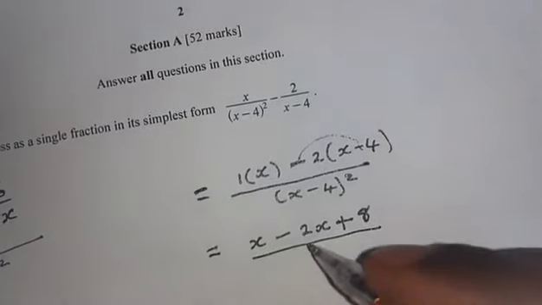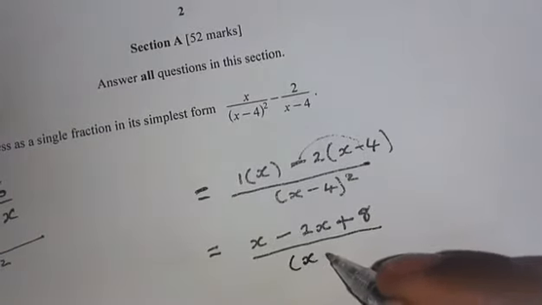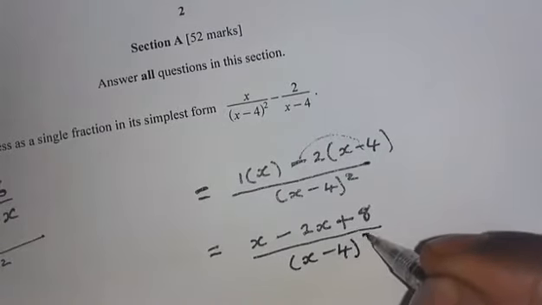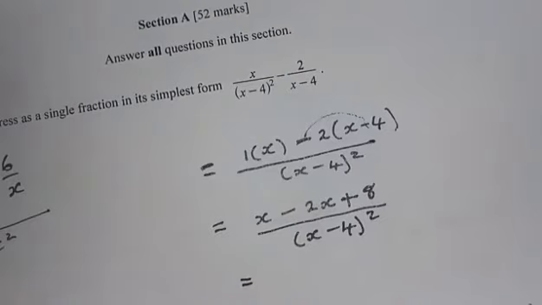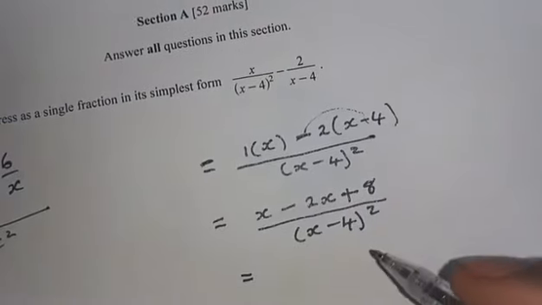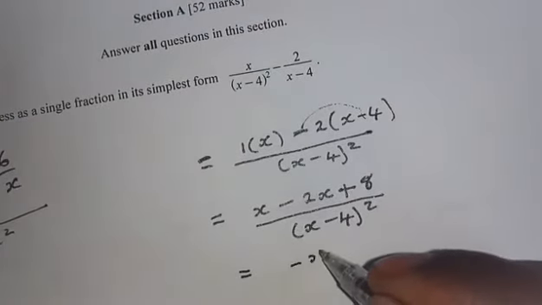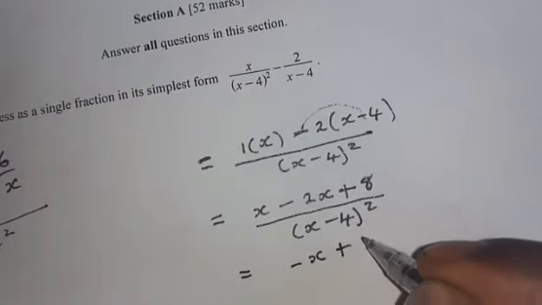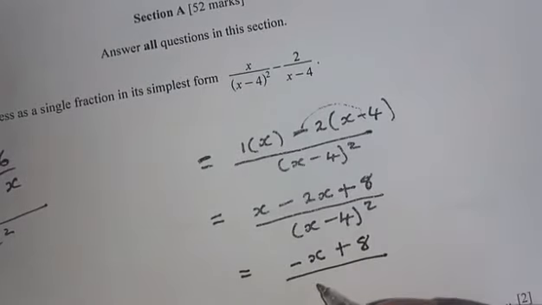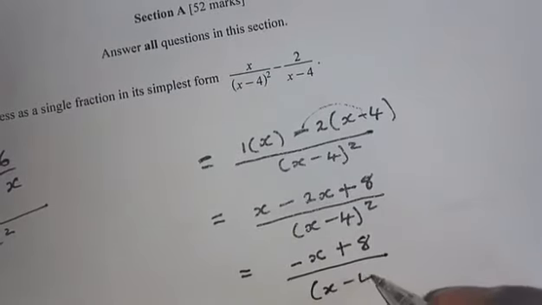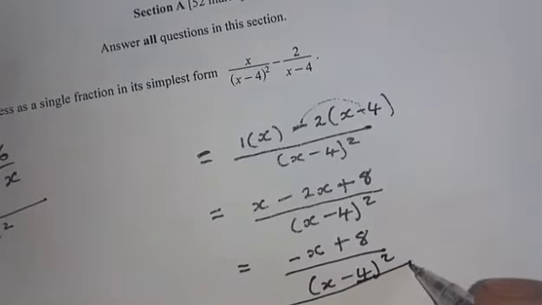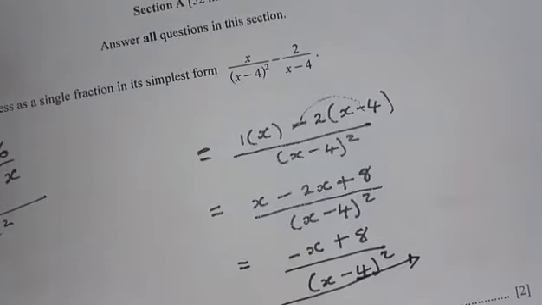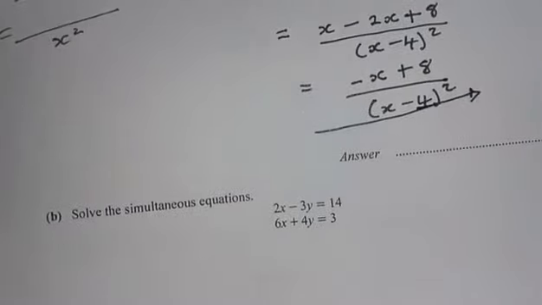So we are going to maintain our denominator as it is, whilst we simplify the numerator. x minus 2x produces negative x. So you get negative x plus 8 over x minus 4 squared, and this is your final answer. So this is how you express in its simplest form to get yourself 2 marks.